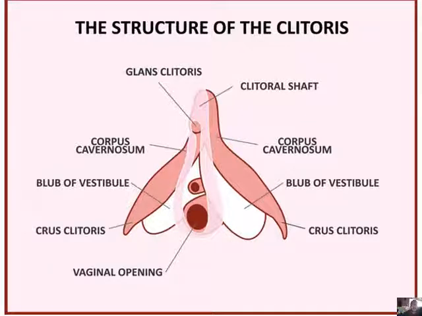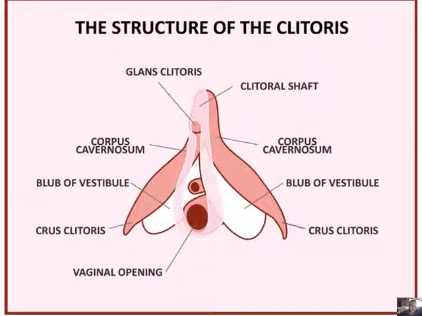Directly above that is the glans clitoris. Remember when we did the male reproductive system, I said that the glans was the head of the penis. So this is the head of the clitoris. And the word clitoris itself is actually directly translated into mini penis. That glans clitoris has a clitoral shaft and goes to a corpus cavernosum. Oh wow, doesn't that sound exactly the same as the male spongy muscle which creates the shaft of the penis?